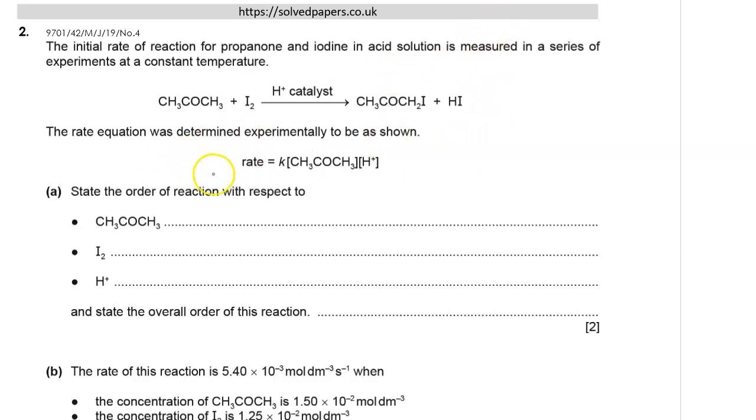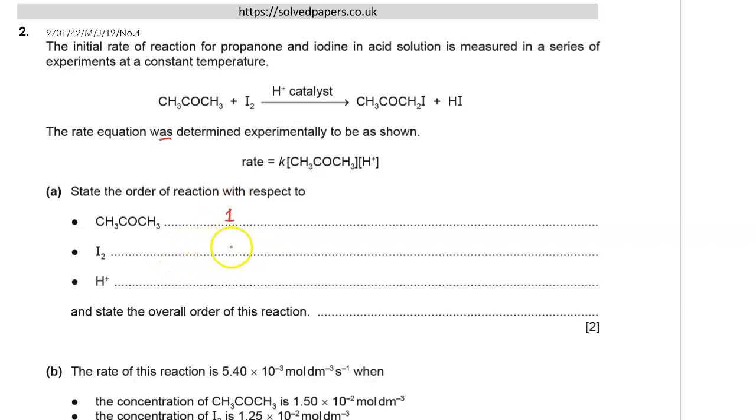Let's continue with number 2. We are told the initial rate of reaction for propanone and iodine in an acid solution is measured in a series of experiments at a constant temperature. This is propanone, a ketone, and iodine in acidic media, which serves as a catalyst. The rate equation was determined experimentally to be rate equals k[propanone][H+]. Propanone is first order, and hydrogen ion concentration is also first order. State the order of reaction with respect to propanone. This is of course first order.